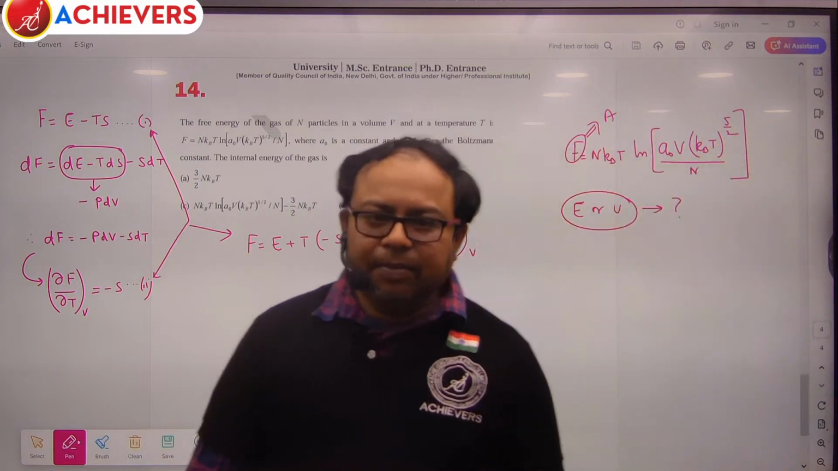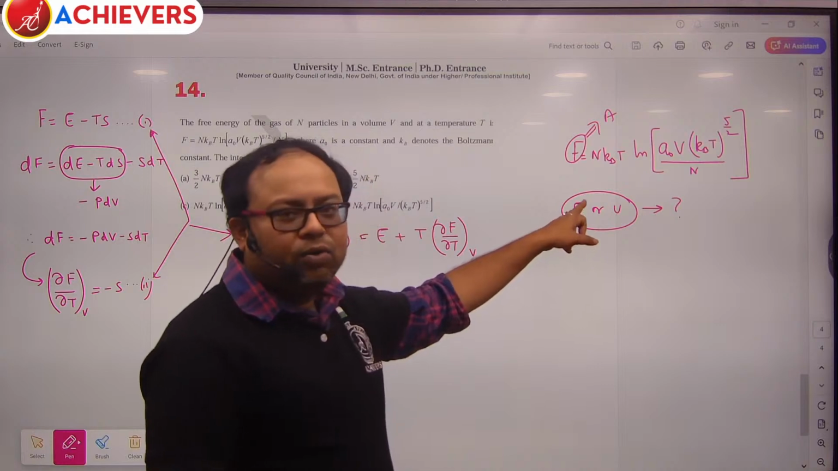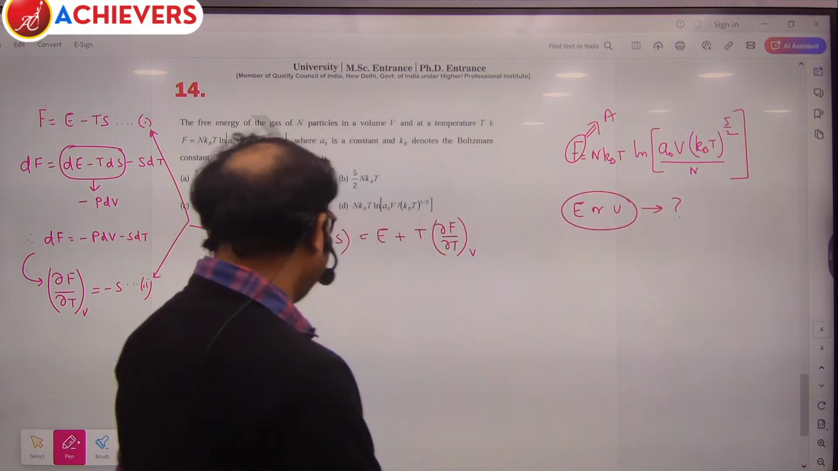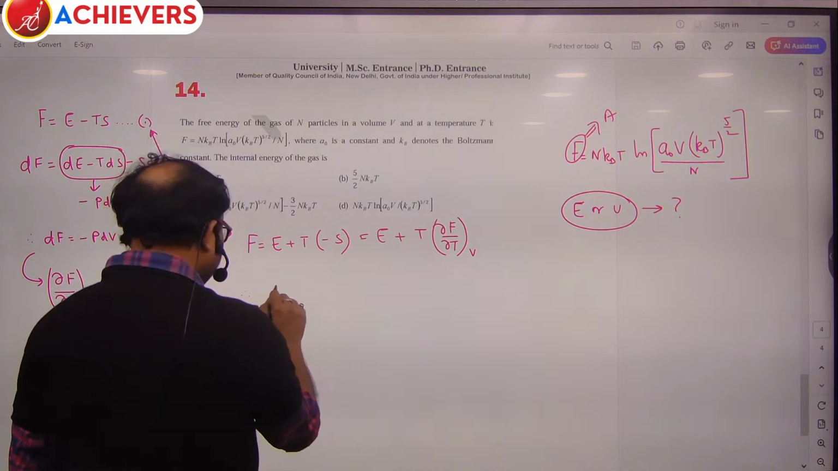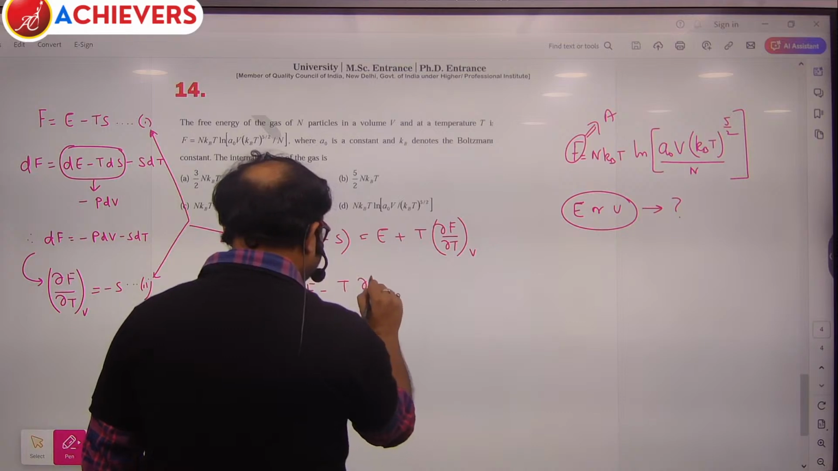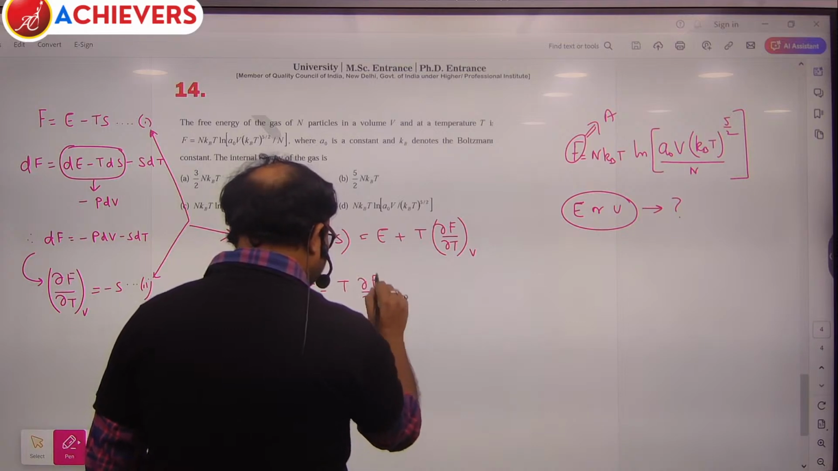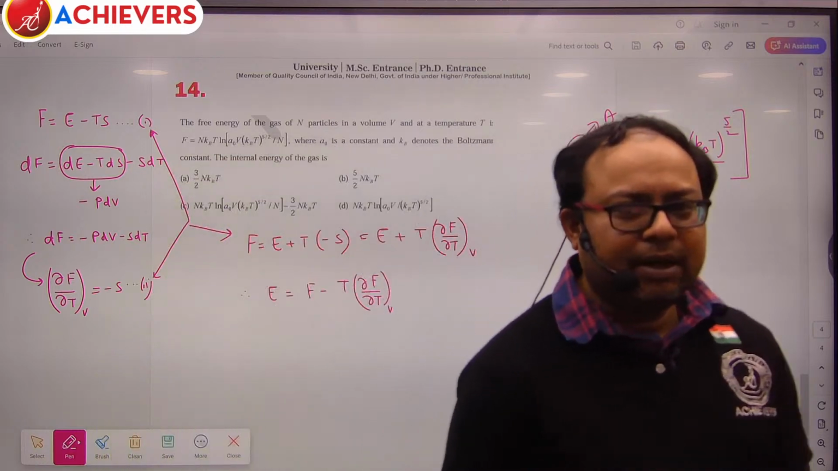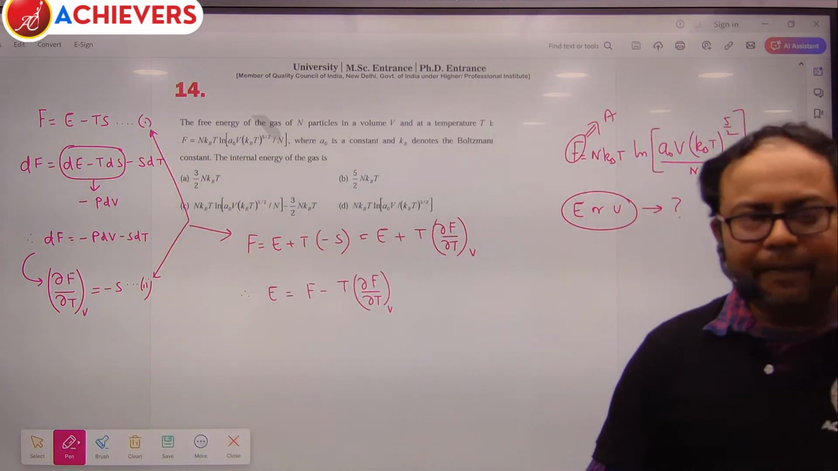Now in the question paper, you are asked to find out the expression of E and F is given. So E should be equal to F minus T del F del T at constant V. So you have to use this particular expression.